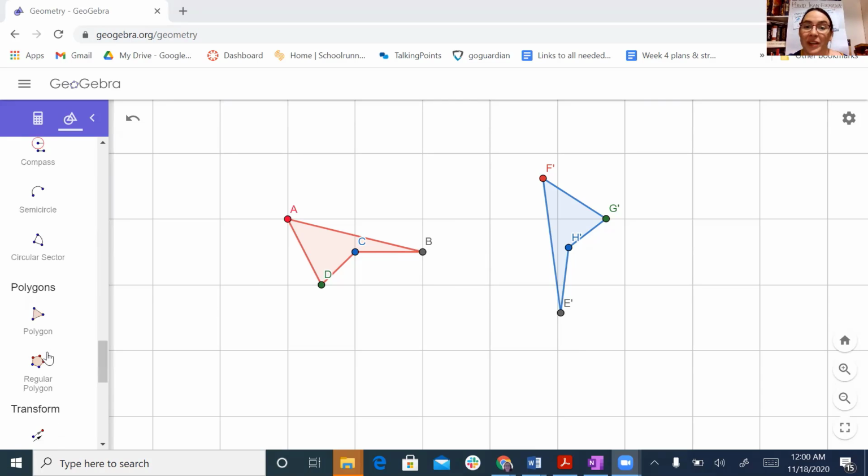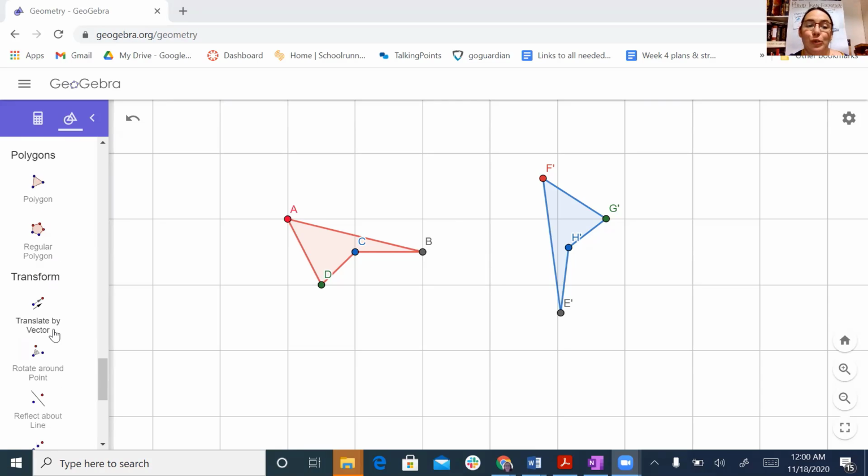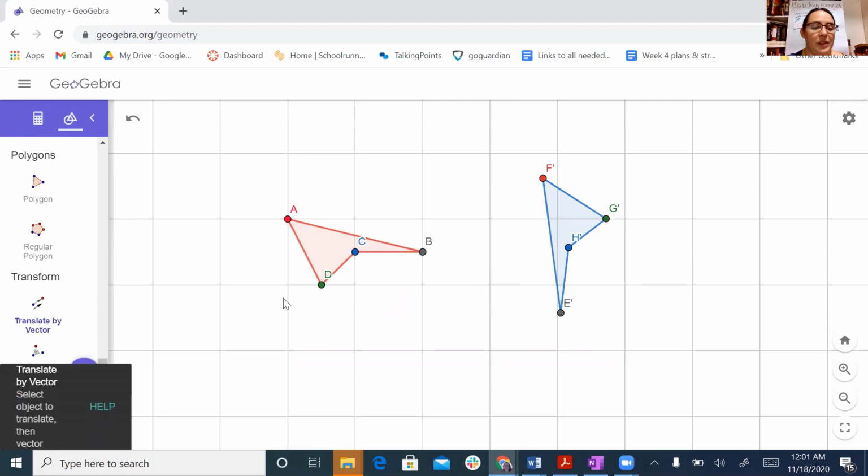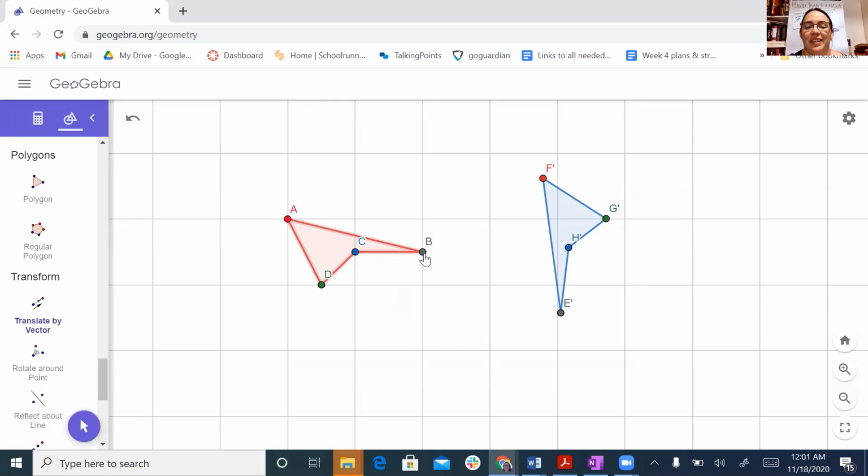If I want to move one point on top of another, I use a translation along a vector. I need to move B to E prime. Translate this figure by this vector. So I've translated along vector B, B prime.